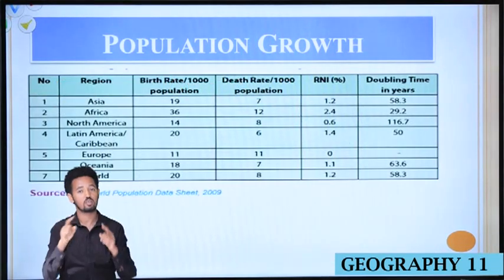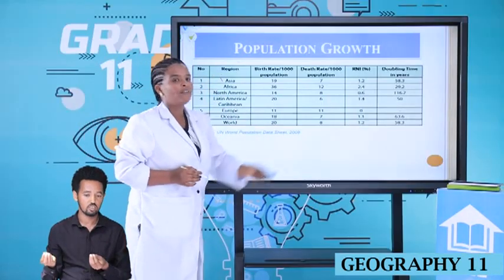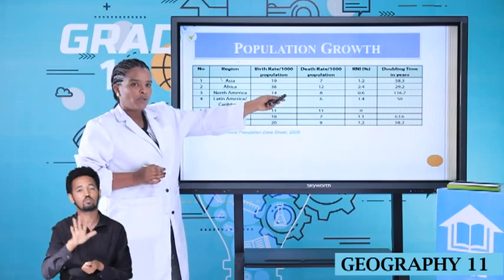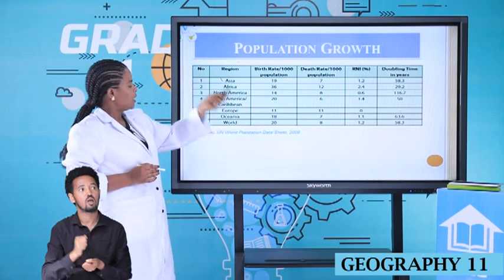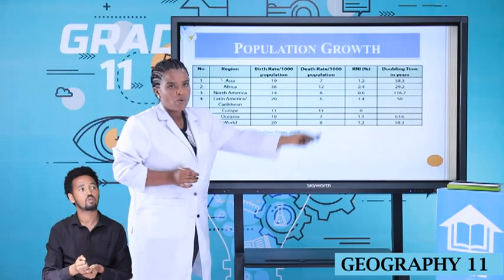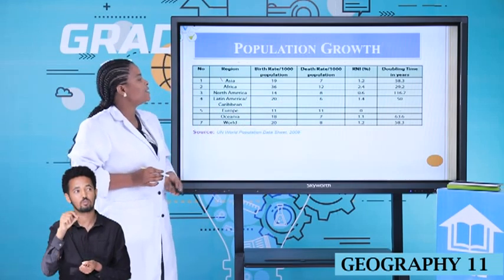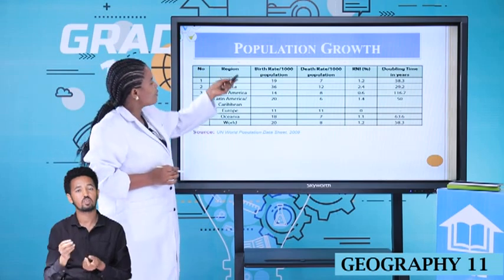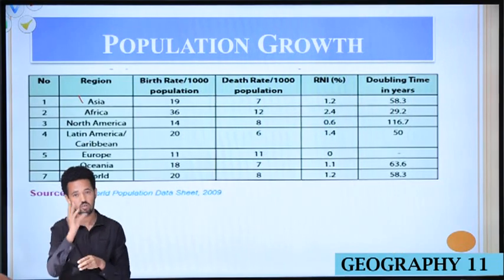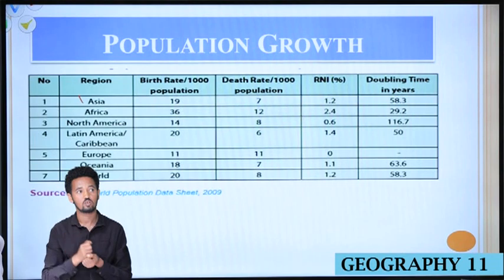Let us see this table. Asia needs 58 years to double itself. Africa only needs 21 years. And North America needs a long time to double itself, 160 years. From this data, we conclude that compared to other regions of the world, Africa has a high fertility rate. As we have seen, the doubling time is short.